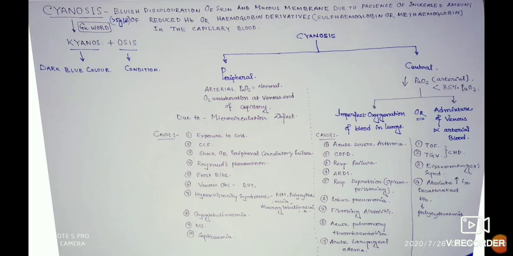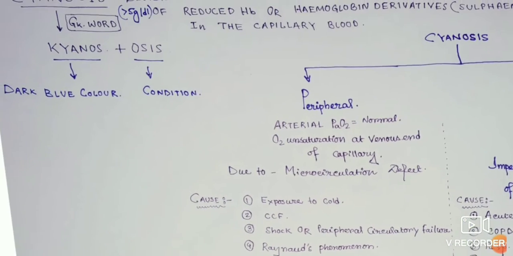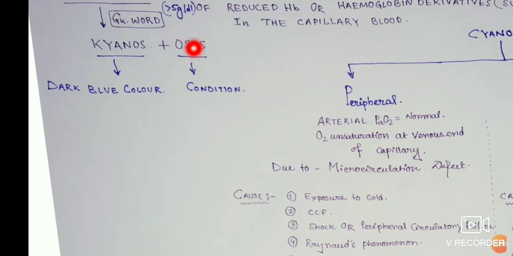Cyanosis came from two Greek words. One is cyanos and one is osis. Cyanos means dark blue color and osis means condition. It is a condition where dark blue color develops in the skin.